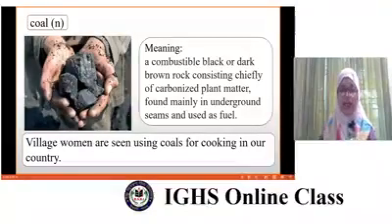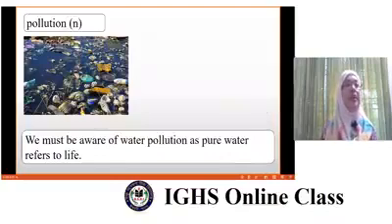So look at the spelling: C-O-A-L, coal, and it is a noun. Our next word is pollution. This is pollution, a noun. Look at the picture.